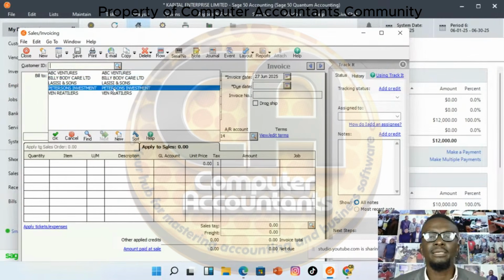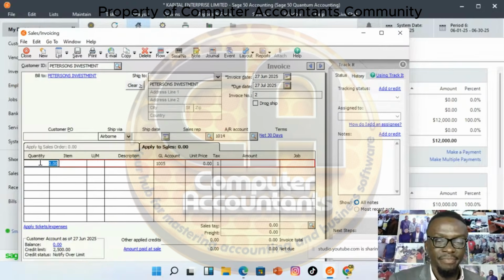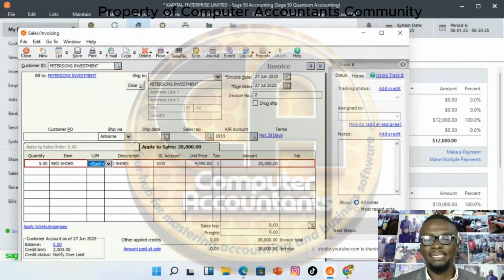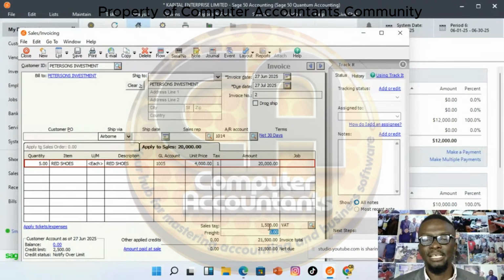So call up Peterson Investment name. This is it. So this should be the second invoice we are issuing. Then quantity 5. Item in question is red shoes. Then we'll apply VAT. This is your VAT. Once you click, the system works out. You can see the 7.5% of 20,000 is 1,500, giving us a total of 21,500. Okay, so we are good to go to save.